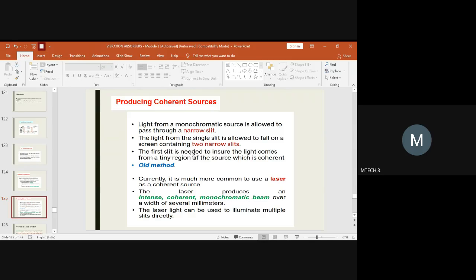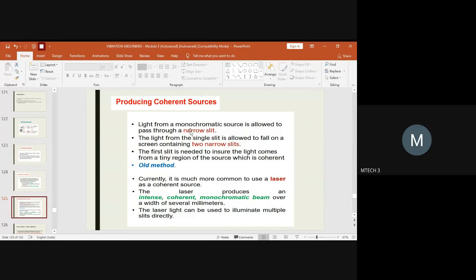The first slit is needed to ensure that the light comes from a tiny region of the source, which is a coherent type of source. So what is the principle here? First you will take the source, which could be a monochromatic source. The light passes through the monochromatic source and is made to pass through the narrow slit. So one type of light with a particular bandwidth, with a particular phase will be passing through that single slit. That single slit light will be split again into two narrow slits, and it will be falling on a particular screen. That screen will be having two narrow slits.